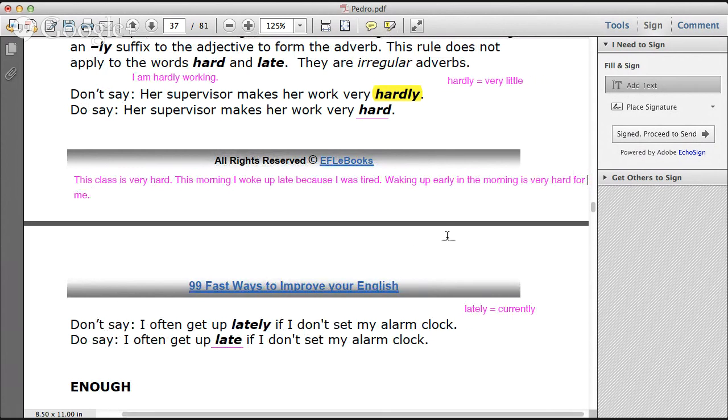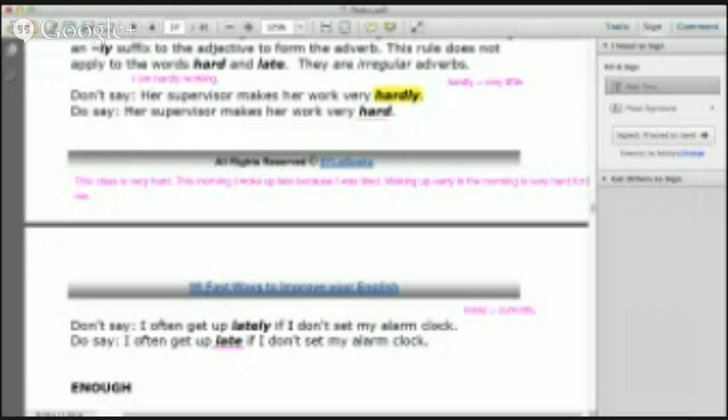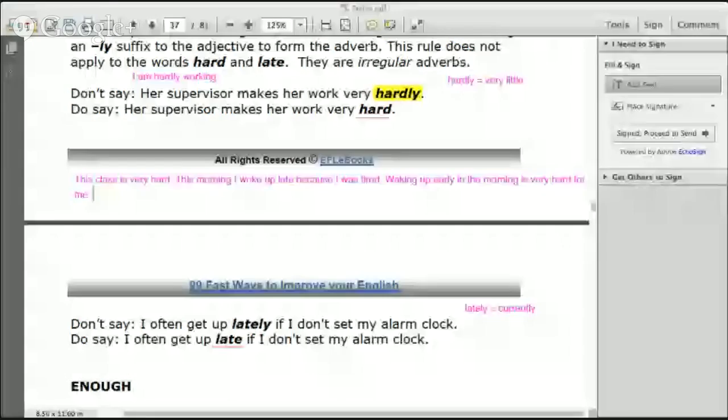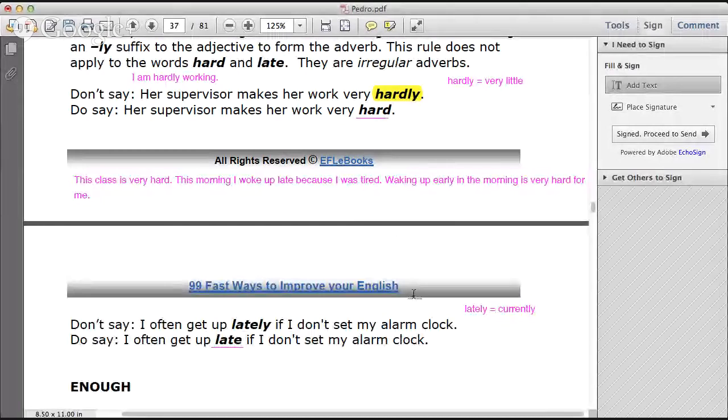Okay, and Ricardo? Late, please. Last night I got home late. There you go. I got home late. That works. Last night I got home late. Excellent. Okay, any questions with hard and late?